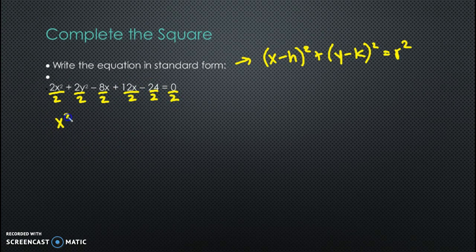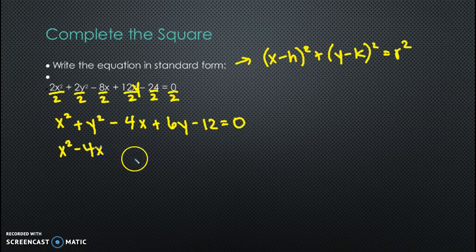So then it becomes x squared plus y squared minus 4x plus 6y minus 12 equals 0. So all I did was cut everything in half. Now my x squared and y squared have a coefficient of 1. Then I'm going to rewrite them, but put my x's and my y's together. So I have x squared minus 4x, I'm going to leave a gap, and then plus y squared plus 6y, leave a gap. And I'm also going to go ahead and move that 12 over. It equals a positive 12.